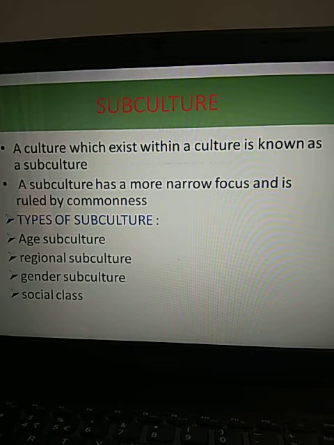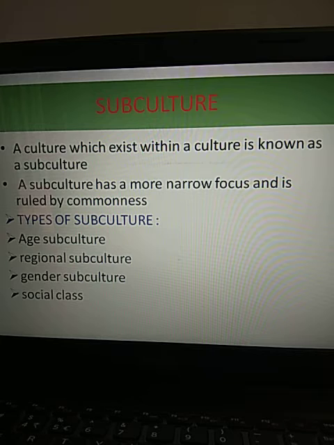Gender subculture, male, female. Very, very important. Based upon gender also, they are going to have different needs. The products which cater to their needs, which satisfy their needs, identification is very, very important for the development of the business.